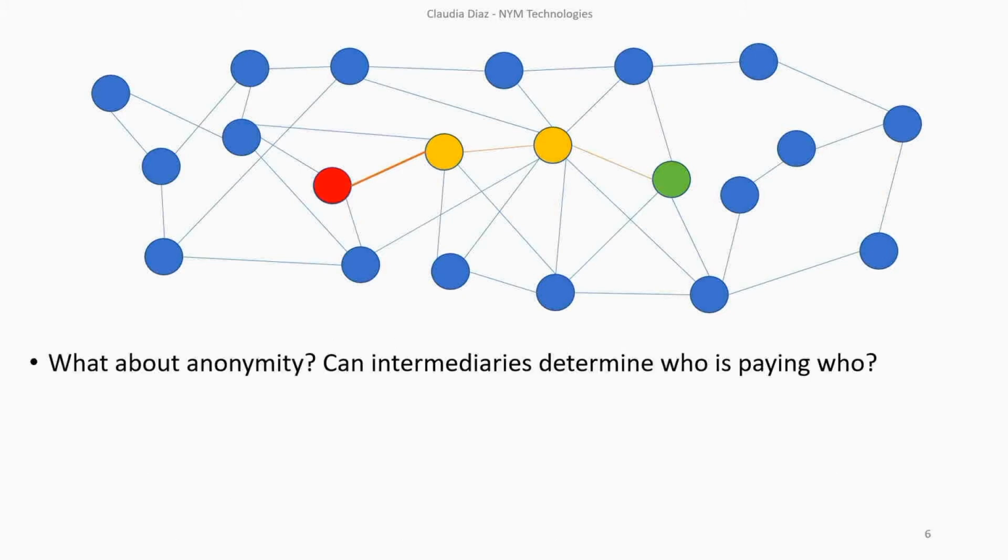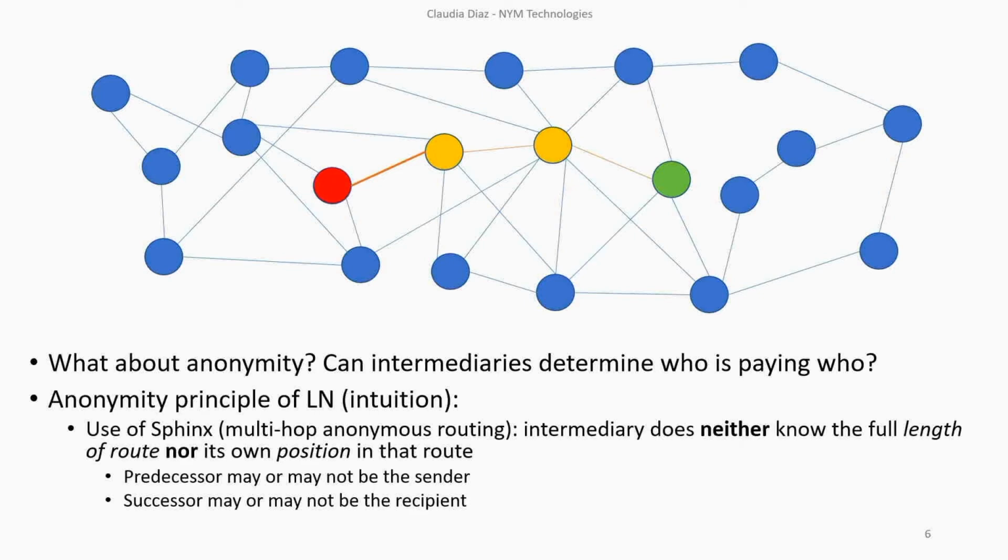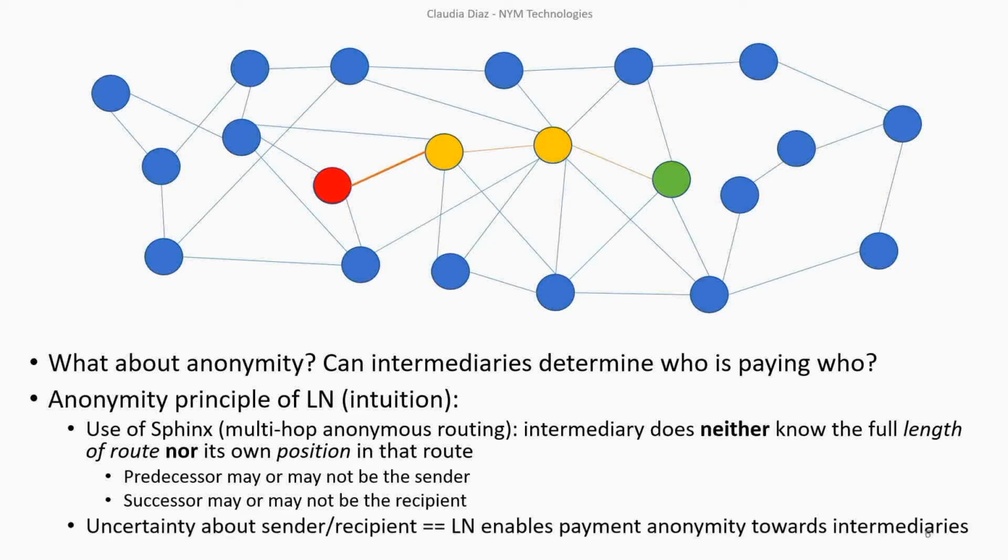All right. What about anonymity? Can these intermediaries determine who's paying whom? The anonymity principle in Lightning Network is that they use Sphinx, which can hide the route length and the position. So that means that the first orange node, when it receives the message from red, cannot tell whether red is the originator or just forwarding, okay? So the predecessor might or might not be the originator, and the successor might or might not be the recipient. Okay, so there is uncertainty here about the identity of sender and receiver, and therefore we can say that this enables anonymity towards intermediaries, right? Great.